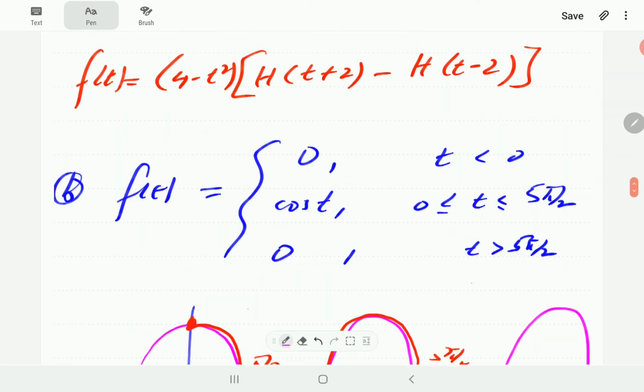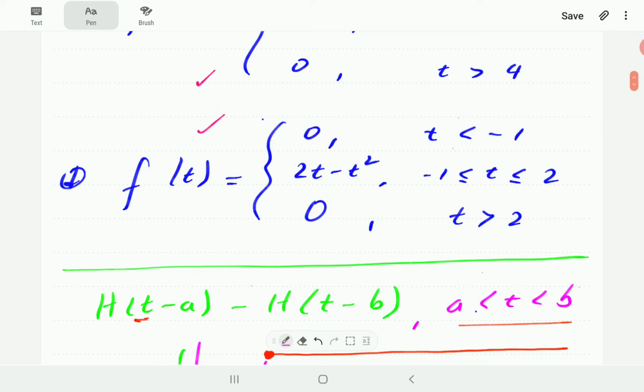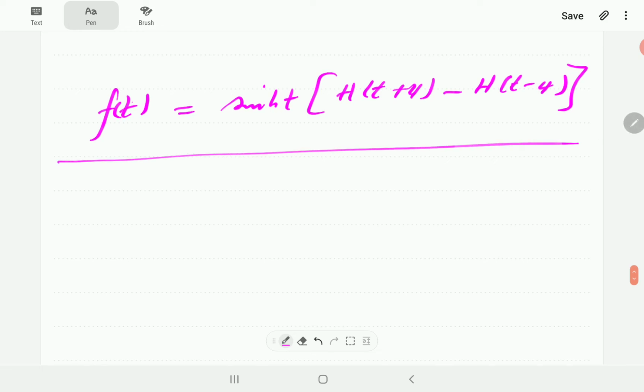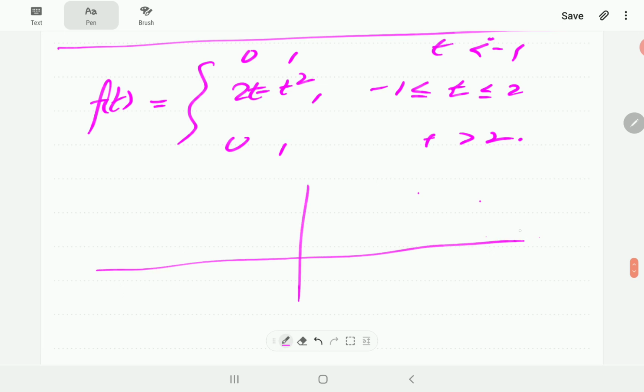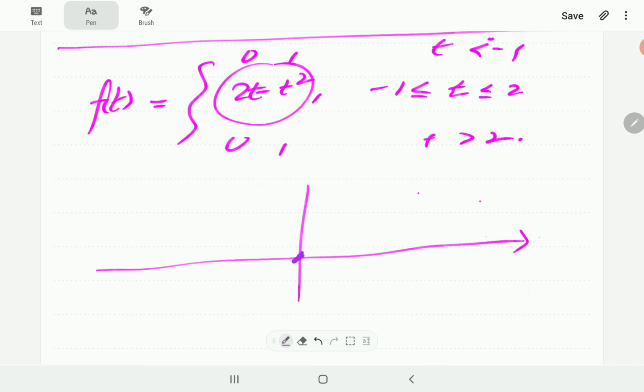And for the last question, part D, we have got 2t minus t squared between minus 1 and 2 and 0 everywhere else. So here, what we're going to do is make a sketch of the graph of 2t minus t squared. It's going to be a parabola that opens downwards. The two roots are going to be at 0 and 2. So 0 here, 2 here.